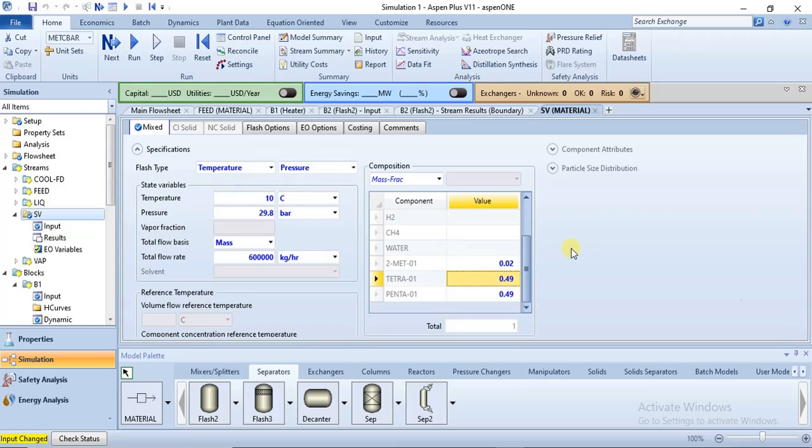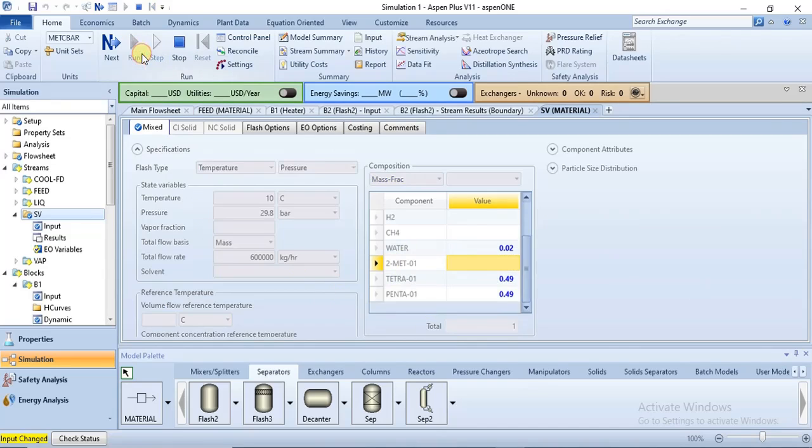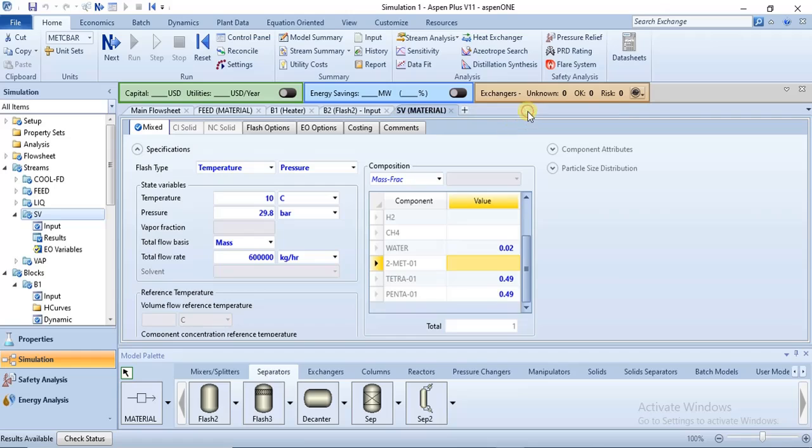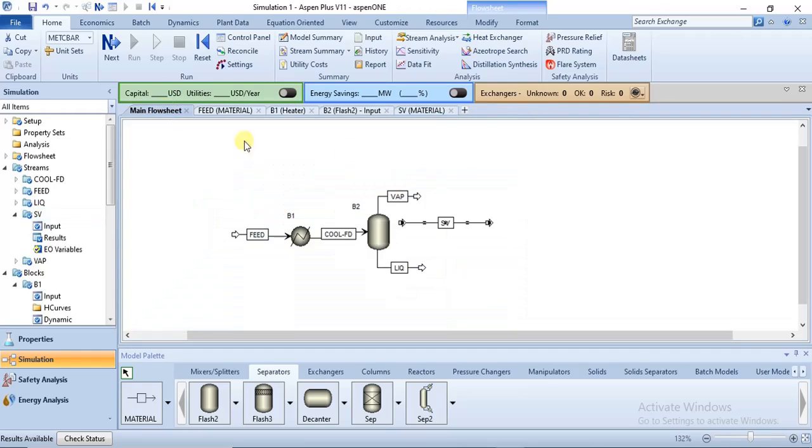Okay, so this is not water. Let's change it. So it is 0.02 water. Right, so this is correct now. So we can continue with the model. We click on run, and then we can add our absorber, which is a RadFrac column. So we go back to the main flowsheet to specify the column.